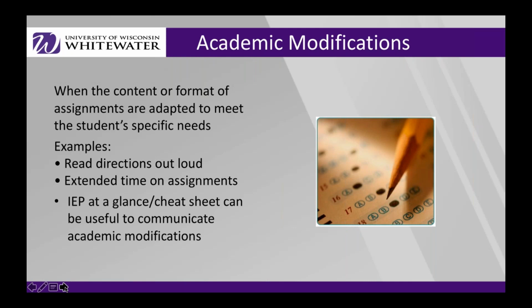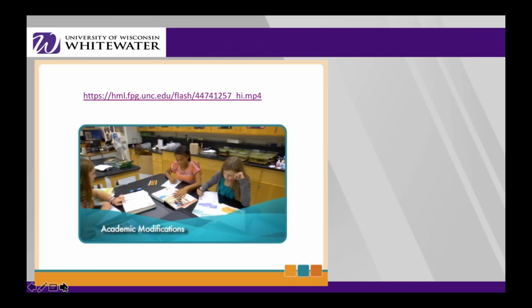So an IEP at a glance or an IEP cheat sheet for each of your students with an IEP can be really helpful and really help teachers keep on track. This video clip shows some examples of academic modifications and how they're used to promote student success.